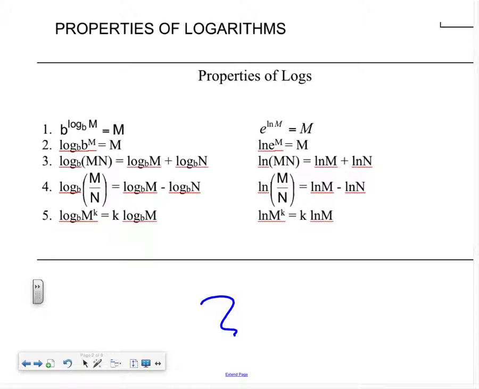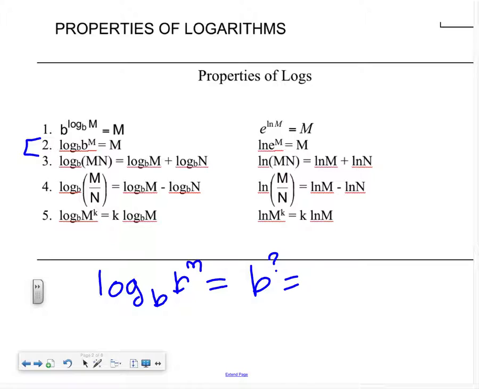What do you know about raising something to the power log base b? Actually, let me start with number 2. Evaluating the log. Logs and b's are inverses of each other, right? So when you do them to each other, they undo what you did. So for number 2, I want to do log base b of b to the m. To do a log, you're asking b to what power is b to the m? So it would be m.